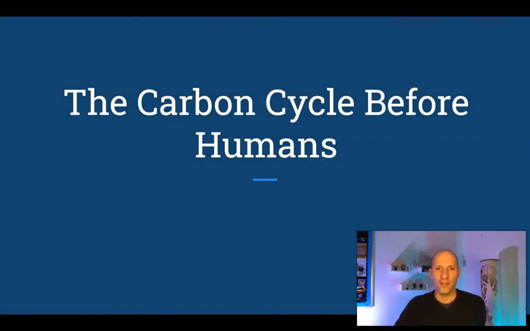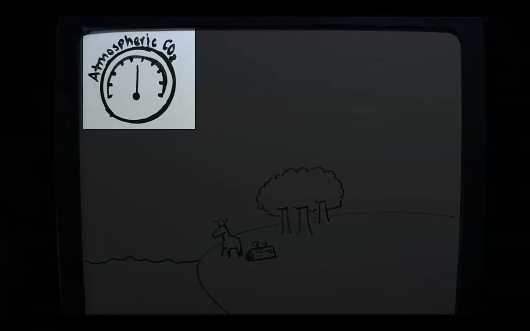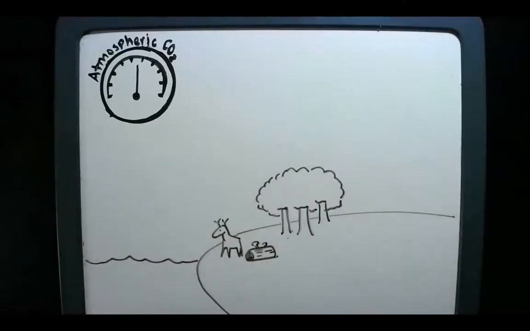First, let's take a look at the carbon cycle that existed before humans came along. I want you to pay special attention to the atmospheric CO2 dial in the top left of the diagram. That dial will tell you if there is too much or too little CO2 in the atmosphere.